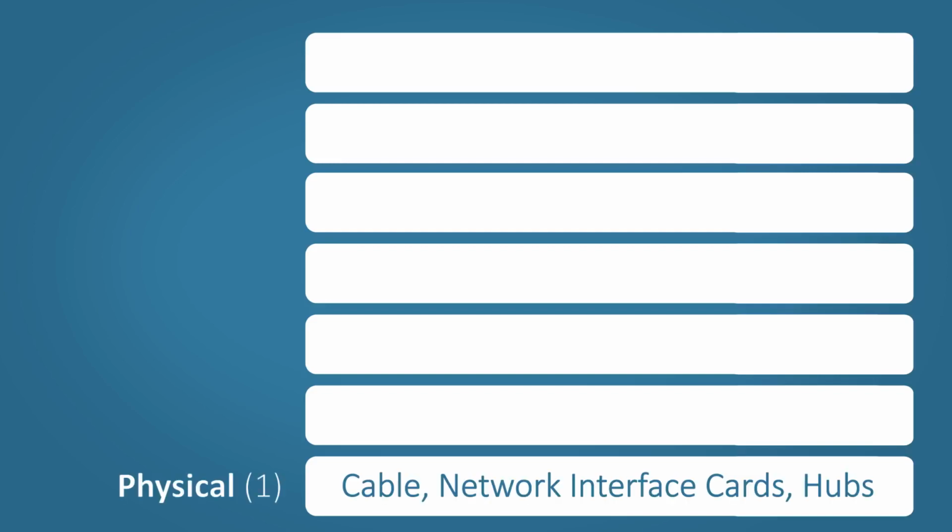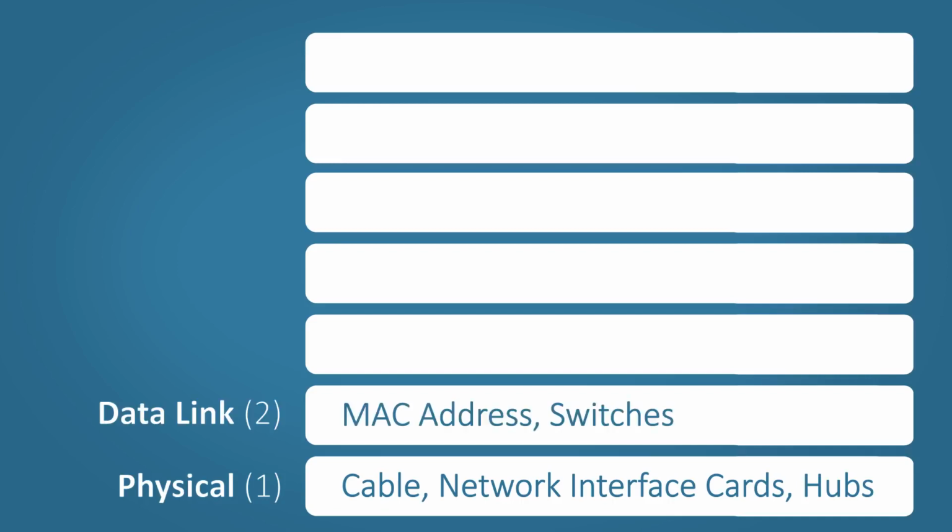Let's take a look at the layers starting from the bottom up. Layer 1 is the physical layer. The physical layer is the lowest layer of the OSI model. Its key responsibility is to carry the data across physical hardware such as Ethernet cables. Layer 2 is the data link layer. At this layer, the physical addresses are added to the data. This is the source and destination MAC addresses. Switches are located at this layer.